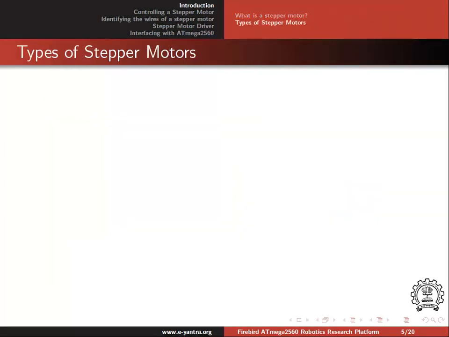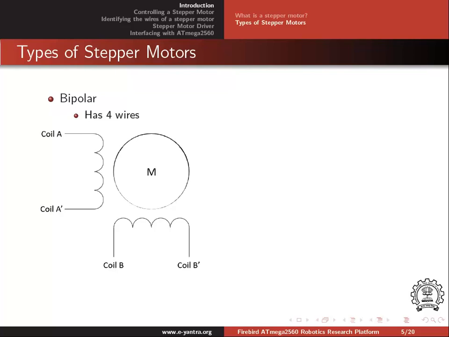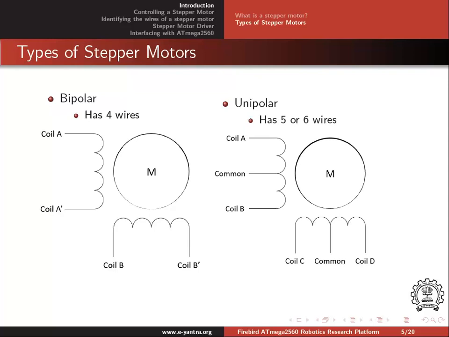Types. Steppers are mainly classified on the basis of the internal wiring. These classes are as follows. Bipolar stepper motors usually have 4 wires to control them, and the drivers are complex. Unipolars, on the other hand, have 5 or 6 wires and are relatively easier to drive. Since unipolars are more commonly used, we will be using them in this tutorial.